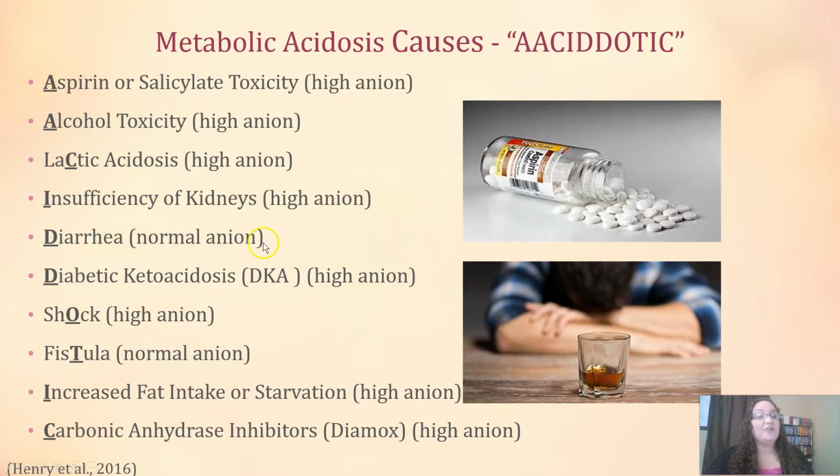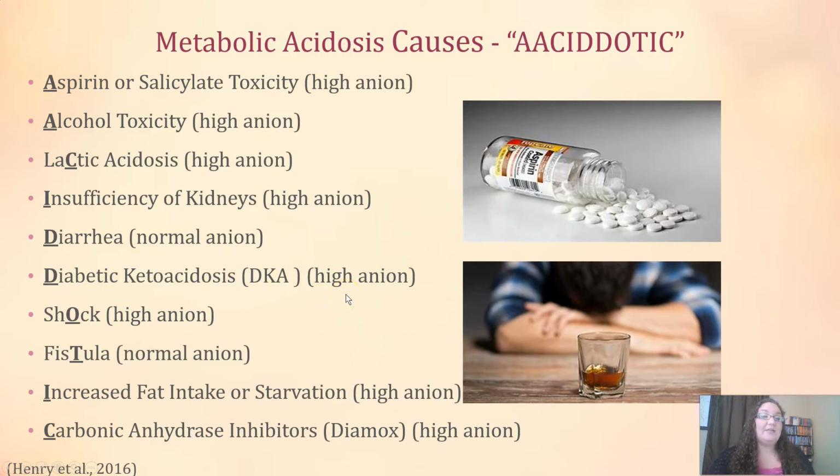Diarrhea. Now this is our first normal anion, and we discussed that if you have this dumping of somewhere, you're losing all your good alkali and you're building up acid. Well, in the intestines, you have alkaline contents, and therefore if you're losing it through diarrhea, you're going to be acidotic.